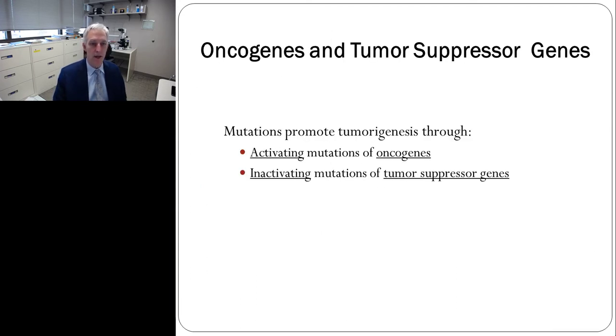So again, to reiterate, there are two types of genes that cause cancer, oncogenes and tumor suppressor genes, and they do this in sort of opposite fashions. Oncogenes contribute to tumor formation through activating mutations, in other words, mutations that increase the activity of the proteins that they encode. And tumor suppressor genes contribute to tumor formation through inactivating mutations, in other words, mutations that turn off the function of the proteins that they encode.